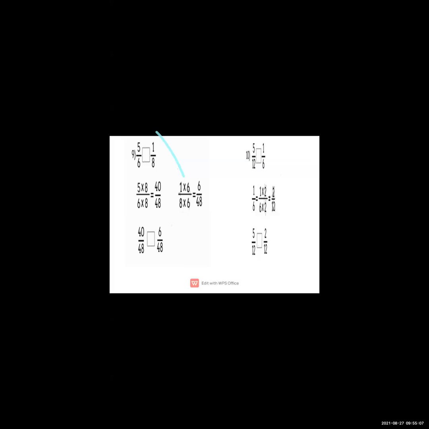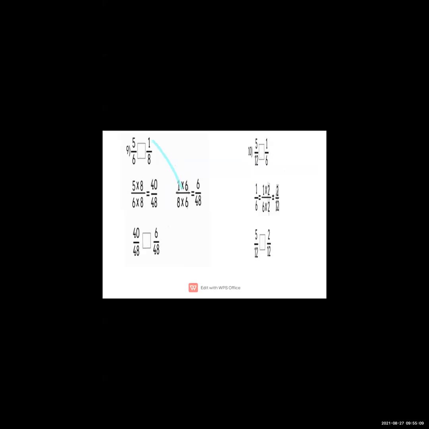In question number 9 and 10. Question number 9. See question number 9. 5 upon 6 and 1 upon 8. Both the fractions are different. Neither the denominator is same nor the numerator is same. So we will solve it and we will get the denominator same.